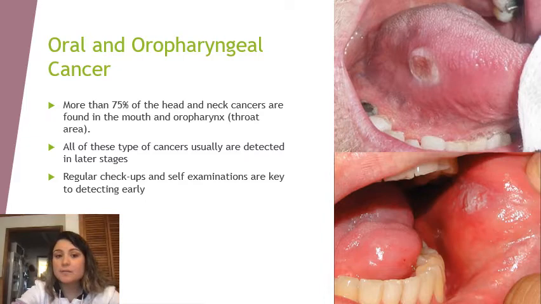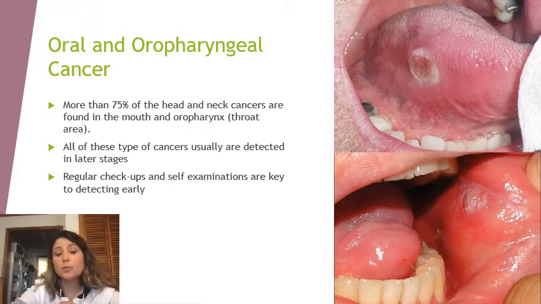More than 75% of the head and neck cancers are found in your mouth and in your throat area. All right, so that's a big chunk. That's why we're going over these today. All of these types of cancers are usually detected very late in stage. Once it's very hard to do anything about them, and once they basically become life-threatening.